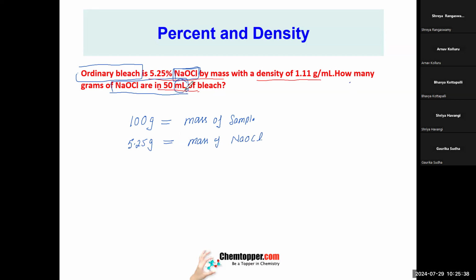Okay. Now they are asking you how many grams of NaOCl are in 50 ml of the bleach. Now all of a sudden they are on volume. Now we have to see the density. So what do you know about the formula of density? What is density, children? Density of this solution. Density is mass of bleach divided by volume of solution. Am I right?